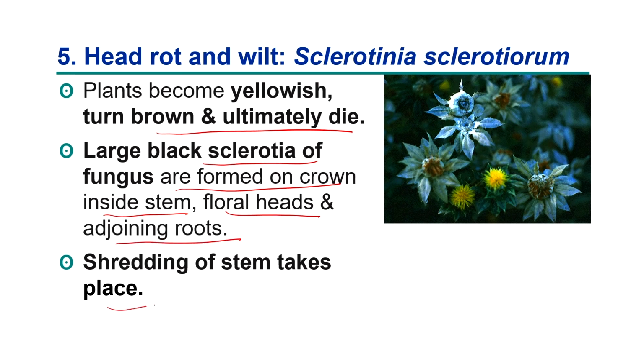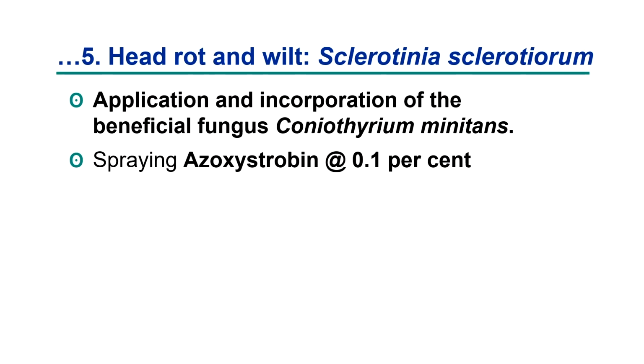Shedding of stem takes place. You can see the symptoms of this disease in the right side picture. Application and incorporation of the beneficial fungus C. miniatans is useful. Spraying azoxystrobin is quite useful at the rate of 0.1%, that means 1 gram in 1 liter of water, and make 500 liter of solution and spray to control the disease.